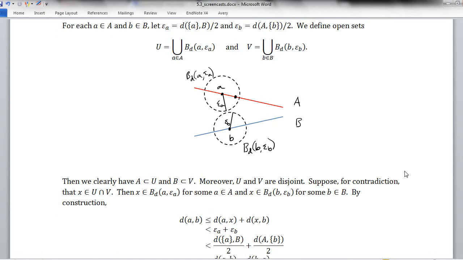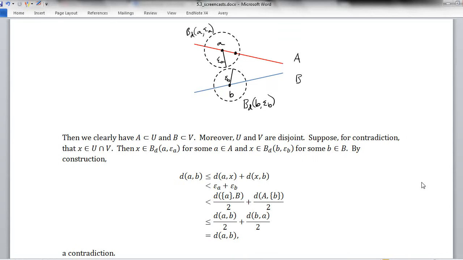Well then, since x is in the union of all of these open balls, it's in one of them. It's in the ball about a of radius epsilon sub a for some a in A. And since it's in V, it's in one of these balls about b of radius epsilon sub b. And here comes our contradiction. The distance from a to b, by the triangle inequality, is less than or equal to the distance from a to this point x plus the distance from x to b. The distance from a to x, by this inclusion, is less than epsilon sub a, and by this one, the distance from x to b is less than epsilon sub b.